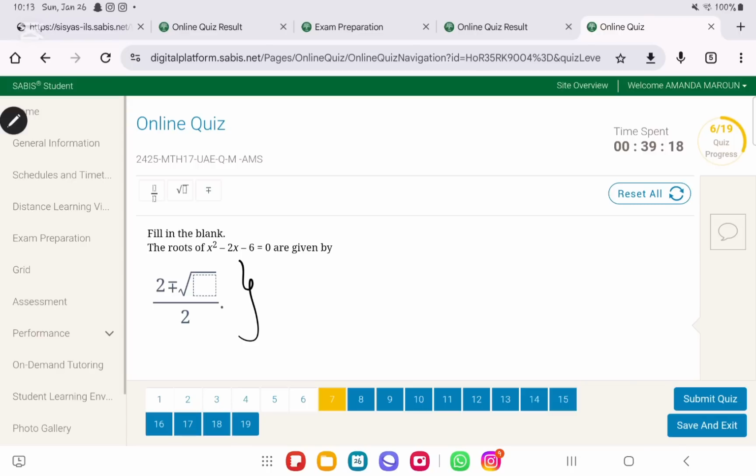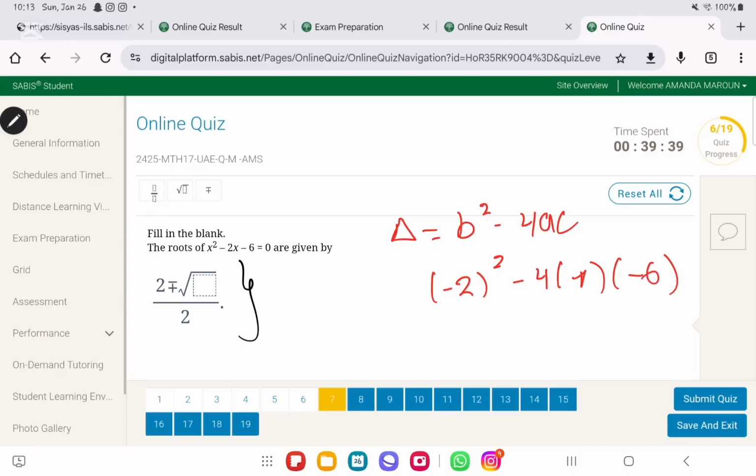Okay? So to do that, we are first going to find the discriminant. Discriminant is b squared minus 4ac. To make your life easier, use the calculator. So you're going to do minus 2 squared. Please put it in the bracket. So minus 2 squared minus 4 times 1 times minus 6. You put it on the calculator, you will get your discriminant is 28.